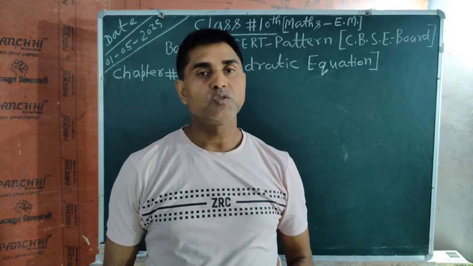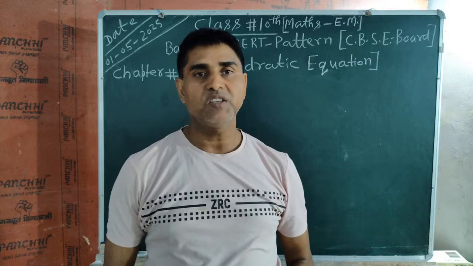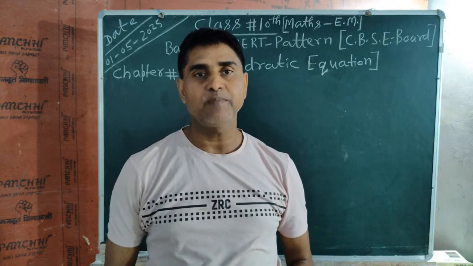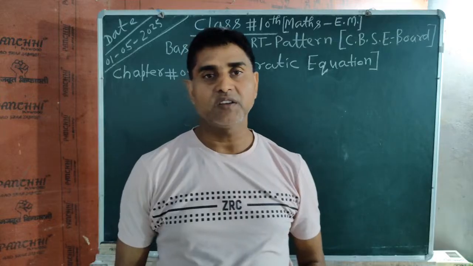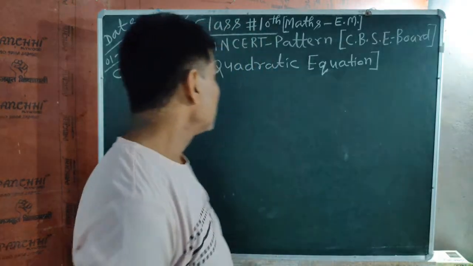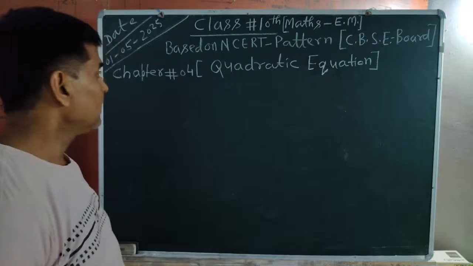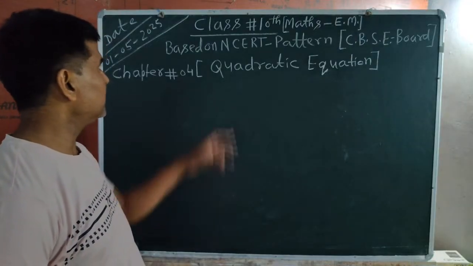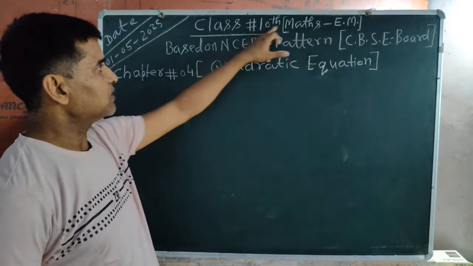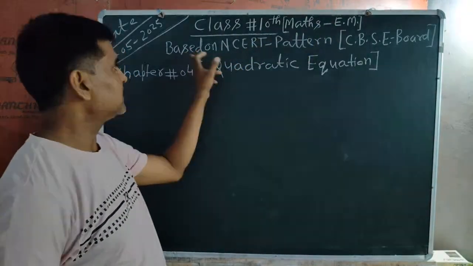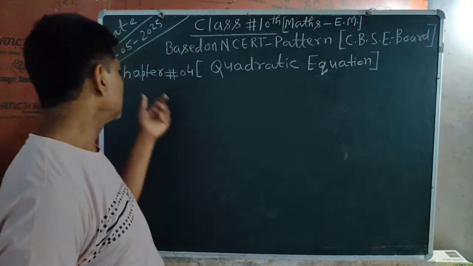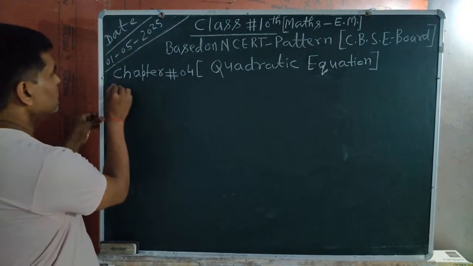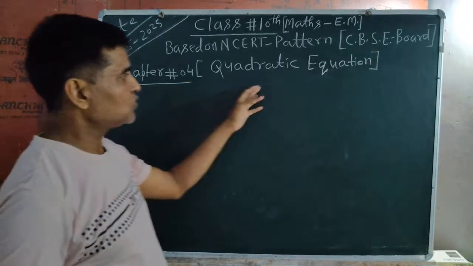Okay student, this is a new chapter, chapter number 4. Today I will explain class 10th mathematics, English medium, based on the NCERT pattern, CBSE board. This is chapter number 4, whose name is quadratic equation.